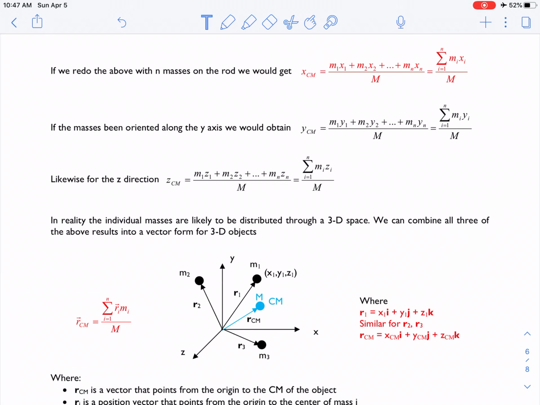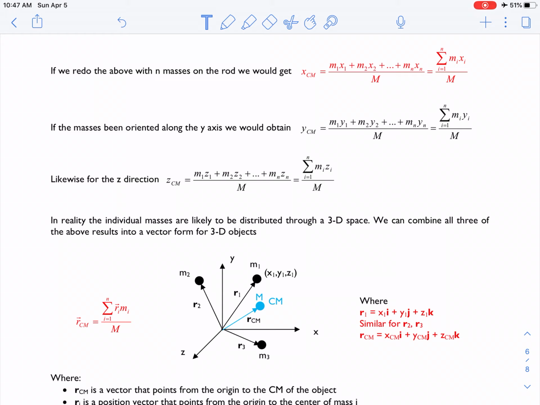Okay, so far we learned about how to get those center of mass locations using the brief definition of torque. And those are our equations, but that's x, y, and z, right? In reality, the individual masses are likely to be distributed through a 3D space, not just on a single line. And we can combine all three of the above results into a vector form because we know that R is the three-dimensional position vector.